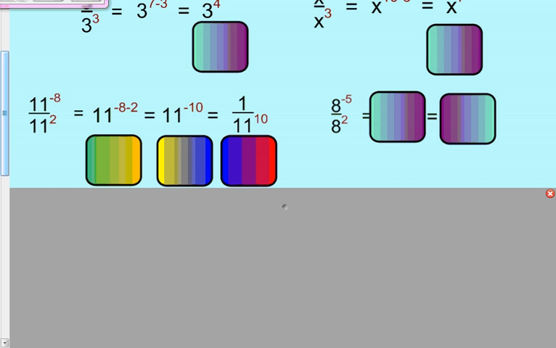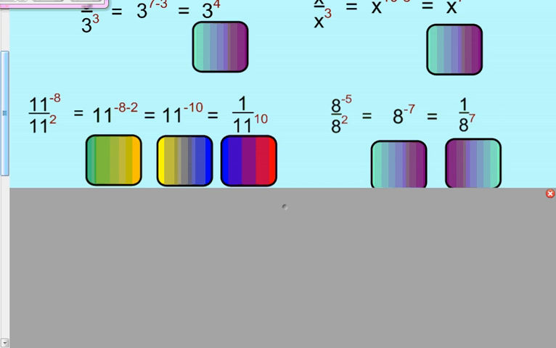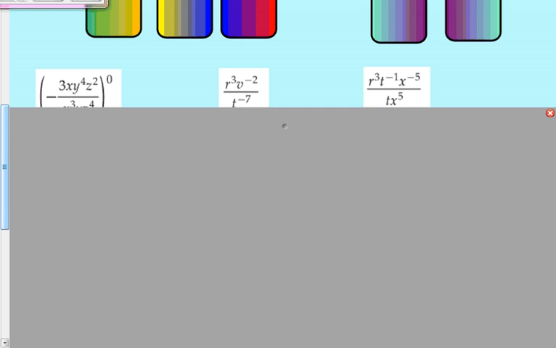And then the next one, negative 5 minus 2 gives us 8 to the negative 7 power. And then to flip it, it'd be 1 over 8 to the 7th power. That way we'll have positive exponents. Okay, so those are some important fundamentals for us to continue and do algebra monomials.